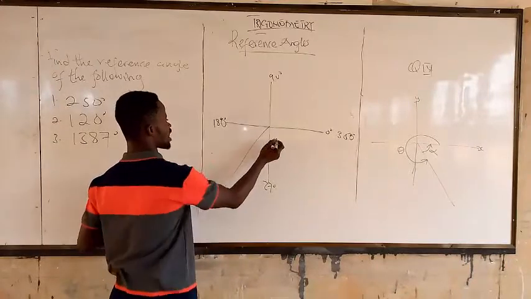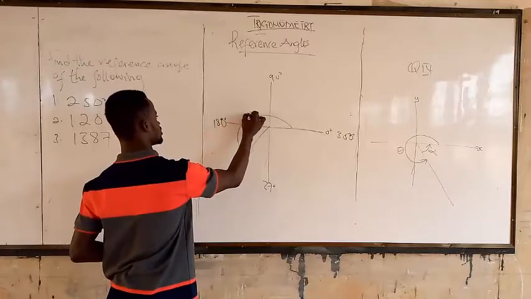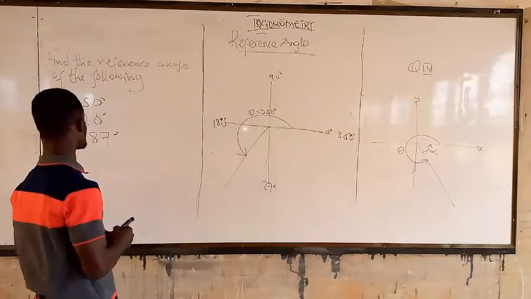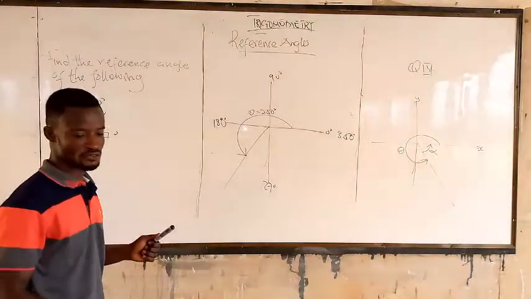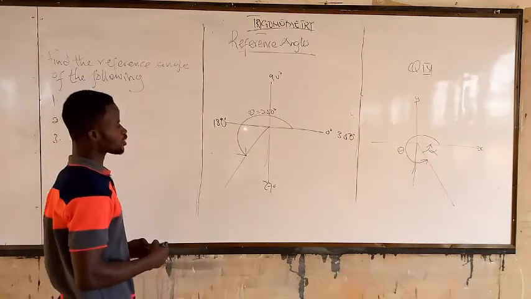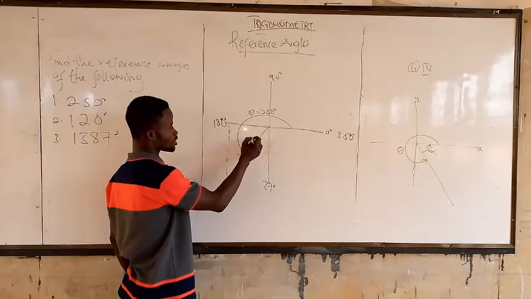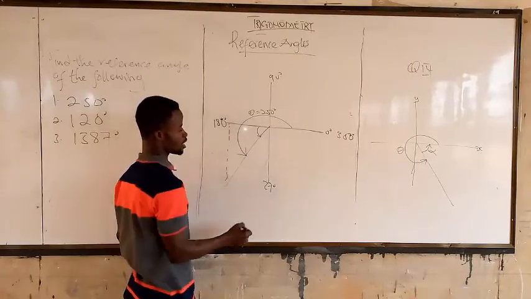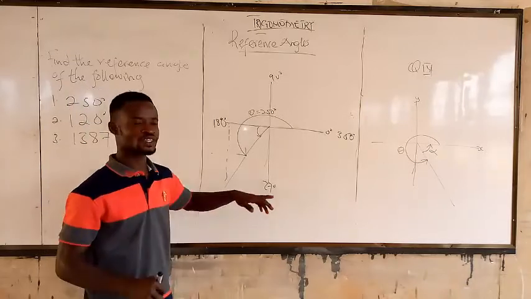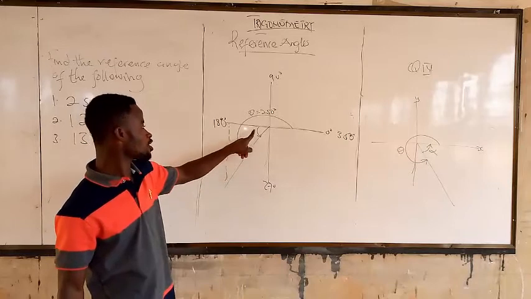So just draw it anywhere. That means that from this to that is theta, which is 250 degrees. So to get the reference angle, the reference angle will be forming here, from here to here. So what do we think the reference angle will be? We know that from here to here is 250, but we are looking from here to here.